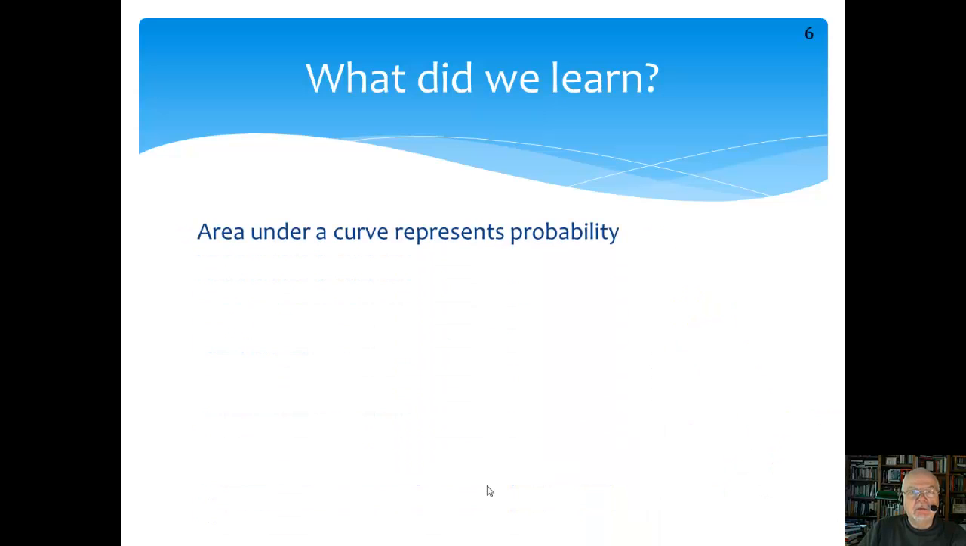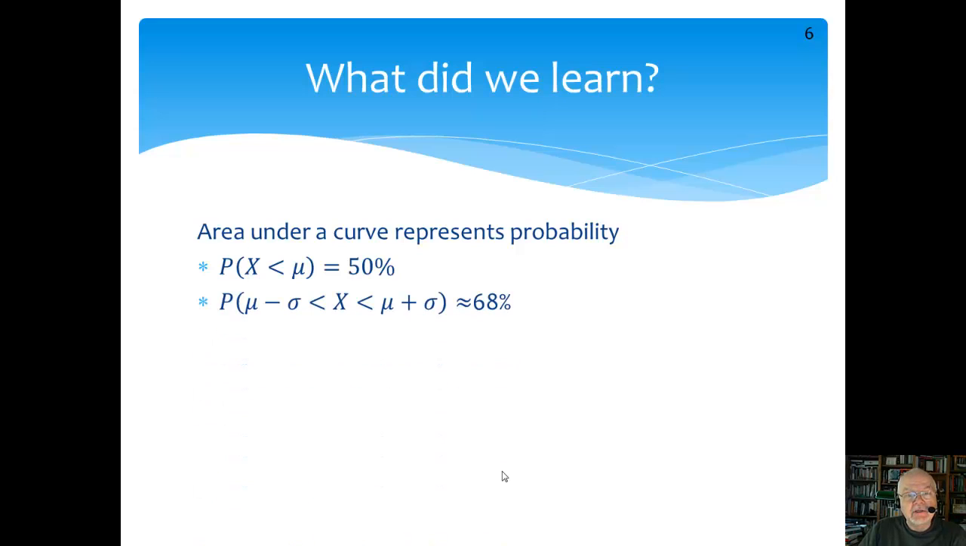What else do we learn? Well, perhaps the most important thing we learned is that the area under the curve represents probability. Not the probability of a single event. That's something we cannot determine from the curve. We can only determine the probability that x is between two values, or less than some value or greater than some value. So we discovered that the probability that x is less than the mean of the distribution is always 50%.